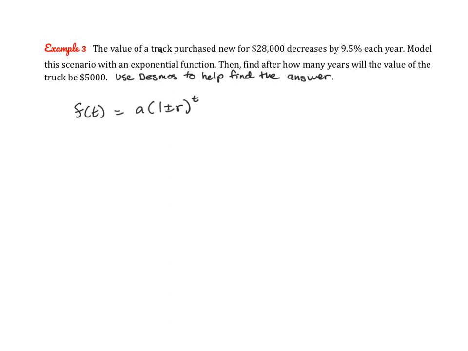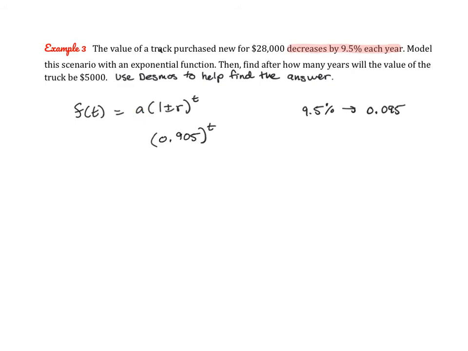In this case, since it says it decreases by 9.5%, we're going to do minus our r value. 9.5% translates to 0.095 as a decimal. Remember, you simply move your decimal point over 2 spaces to the left. So remember we have to do 1 minus 0.095 because it's decreasing by that percentage. Let me put that in parentheses first. So 1 minus our r value gives us 0.905 to the power of t.